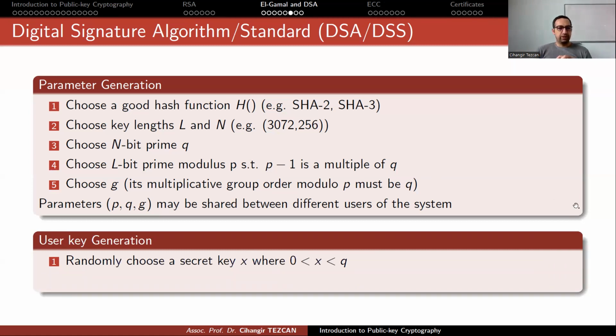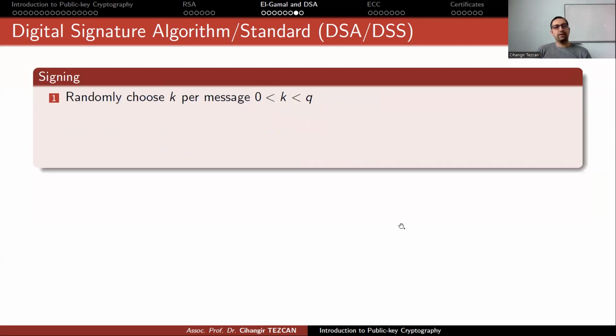How the key generation works is similar to El-Gamal. You randomly choose a secret key x. Then calculate g to the x mod p, so you obtain your public key y. So when you want to sign something, you will use x. And when people want to verify your signature, they will use y. This is the whole idea. So signing works like this.